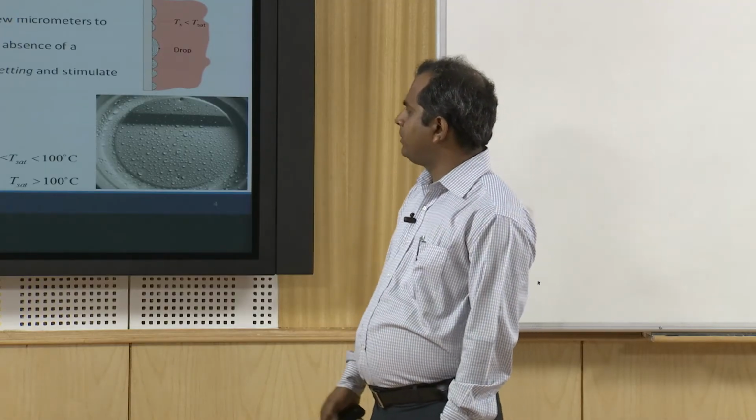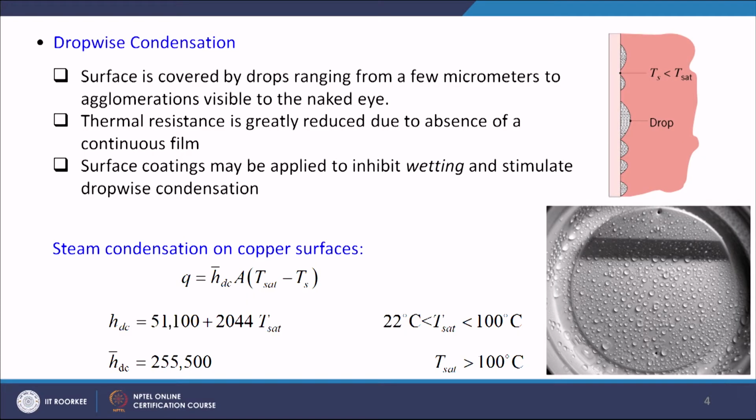Now, let us see how, in the case of dropwise condensation, heat transfer can be calculated. Here I have shown you a situation where dropwise condensation is being predicted for steam over a copper surface. That can be written as Q equals heat transfer coefficient for dropwise condensation, h_DC, multiplied by A into (Tsat minus Ts). Now, this h_DC is very important. It depends on the surface temperature.